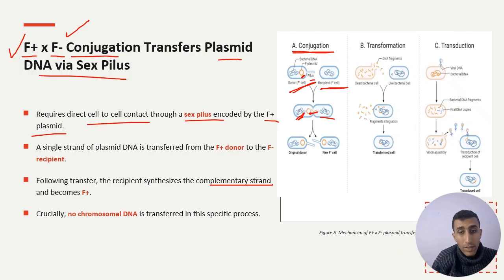So you have noticed how the recipient, which was a female, F negative, is now transformed to being F positive. As a result of this F positive, F negative conjugation, both of them are males now, both are F positive bacteria. There is no chromosomal DNA transferred in this specific process, so the chromosomal DNA stays the same. So this is F positive, F negative conjugation.